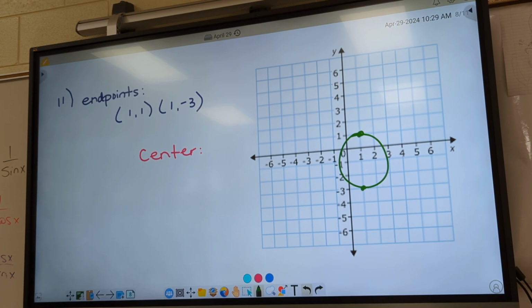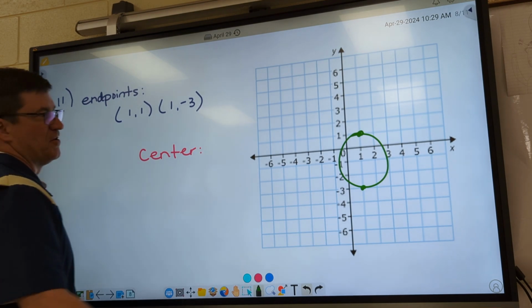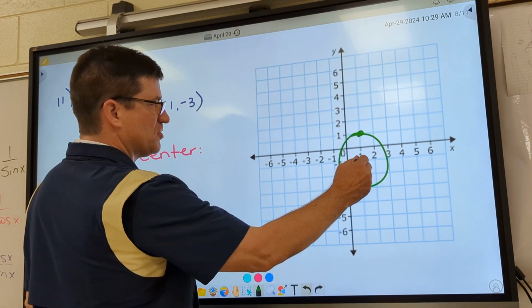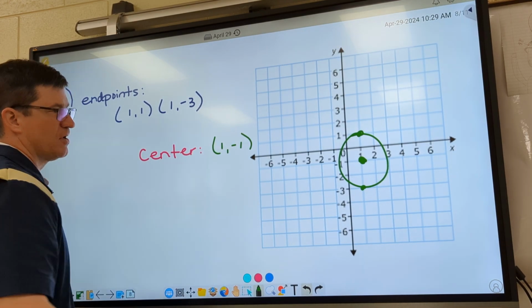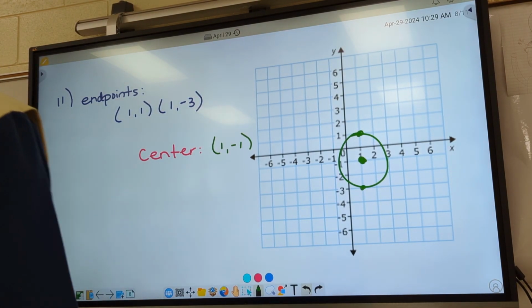All right, so now you find the center, and then you can start writing your answer. So if it's 4 between here, the middle is going to be the center. There's your center right there. It's at 1, -1. All right, now write your answer.